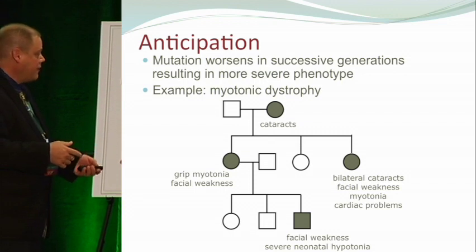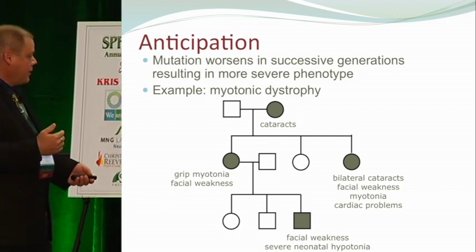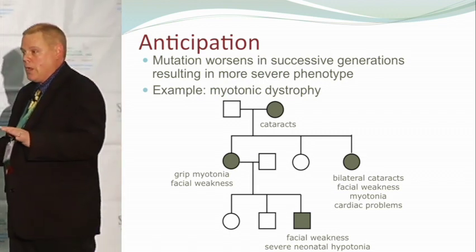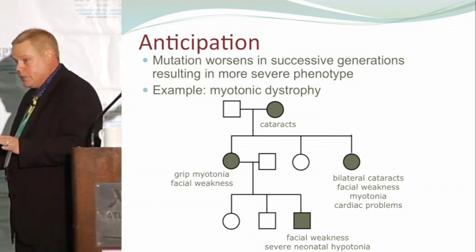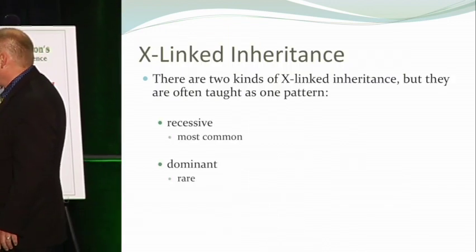Bilateral cataracts or facial weakness, a worsening of progression. And then the next generation, perhaps even much more severe than that. So that is a genetic phenomenon, but not highly relevant to this population. So I'm not going to dwell on it much more. I don't want people to worry inappropriately.